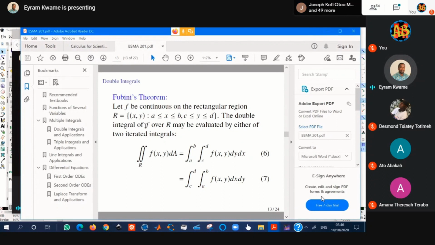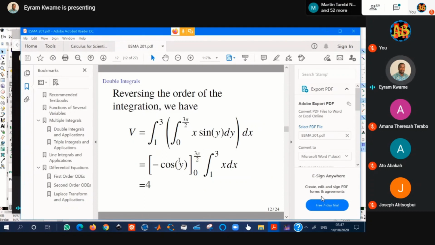So in doing double integrals, there's a theorem that says that if f is continuous on the rectangular region, for all points x, y where x is between a and b and y is between c and d, the double integral of f over the region R may be evaluated by either of two iterated integrals. So you can either integrate with y before x or with x before y, and that has clearly been demonstrated here. You get the same result.